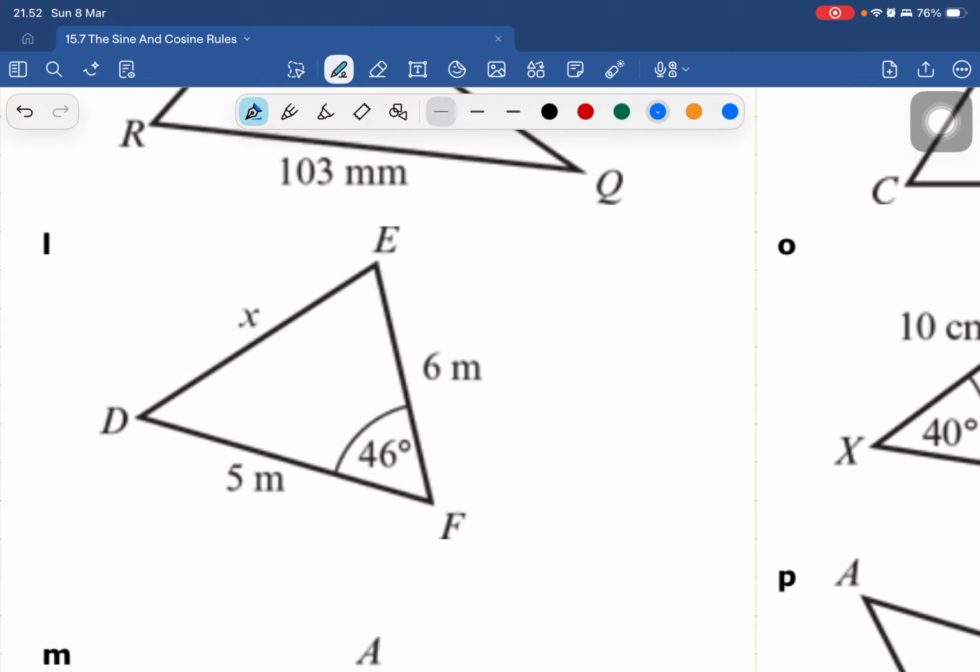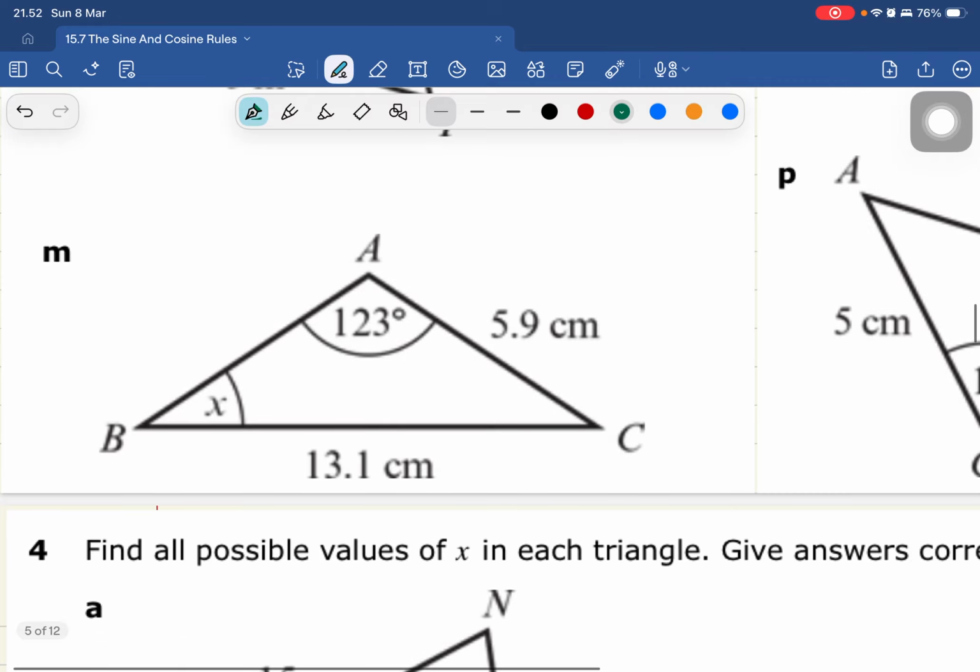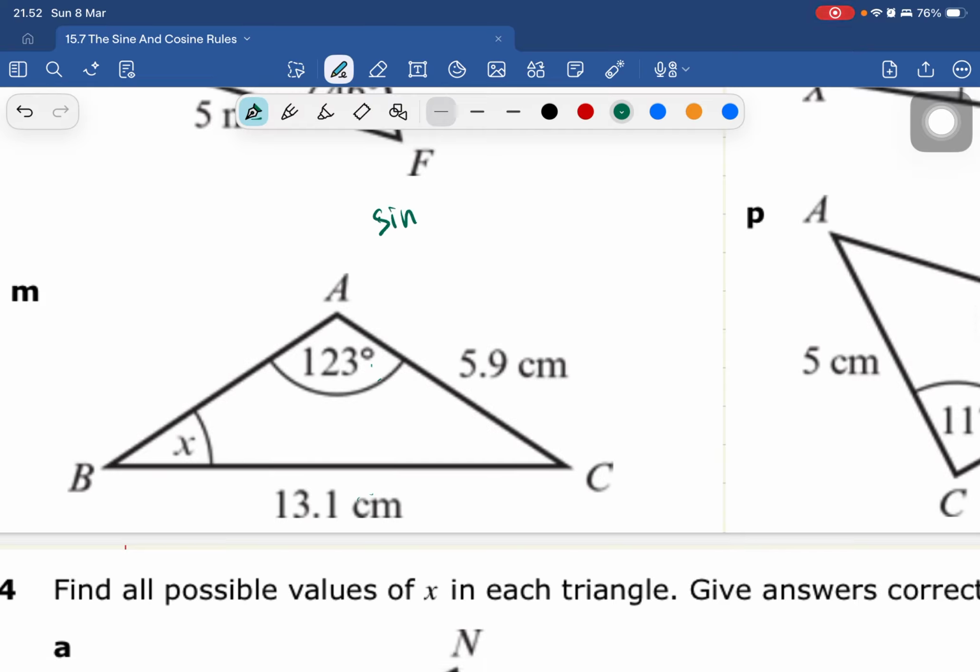Next, L. Okay, only one angle and we got two sides, so we can use the cosine rule. So x squared equal to 6 squared plus 5 squared minus 2 times 6 times 5, then cos 46 degree. I have shown you step by step. Use a calculator, so you will get the value of x is 4.396.